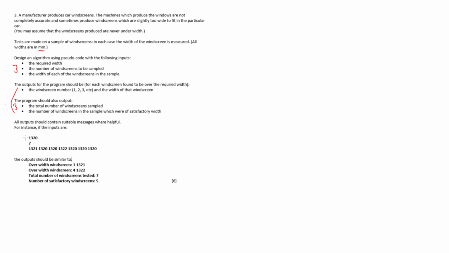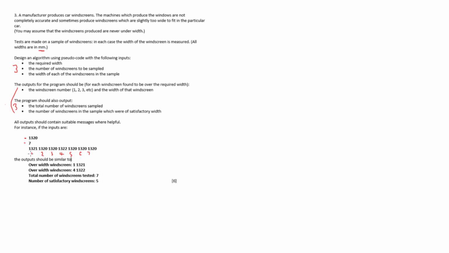For instance, if the inputs are, so that 1320 there, that is the required width of the windscreen, so it's 1320 millimeters. 7 is the number of windscreens that are being sampled, so we're sampling 7 windscreens, and then we are inputting windscreen 1, windscreen 2, windscreen 3, 4, 5, 6 and 7. Then we check each one and we say, if that is over that, then we need to output something.